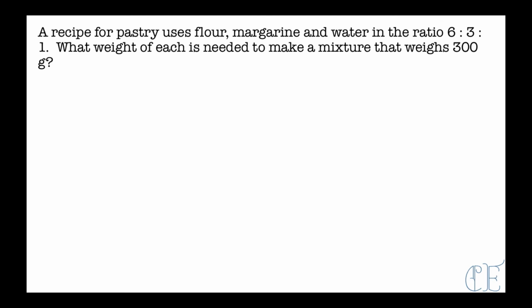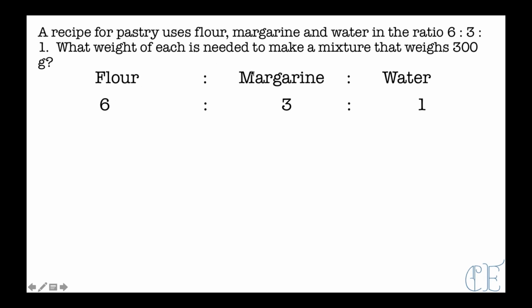Okay, so if you had a go, just be very careful because the way I've written it, 6 to 3 to 1, what it's saying is that you've got flour, margarine and water in the ratio of 6 to 3 to 1. I'm sorry if you didn't quite get that or missed that one, because I nearly did. 6 to 3 to 1. What weight of each is needed to make a mixture that weighs 300 grams?